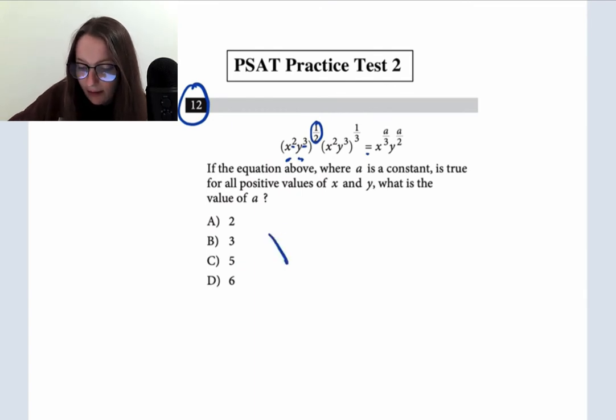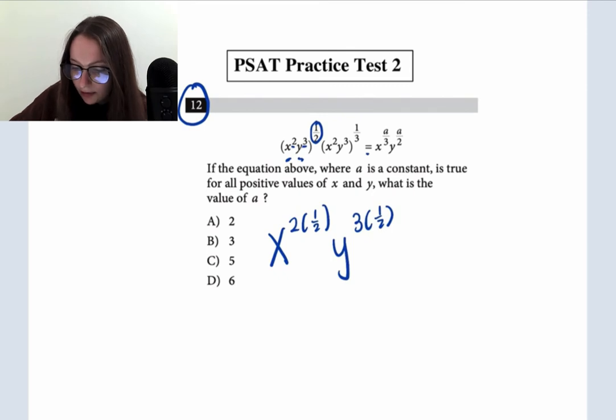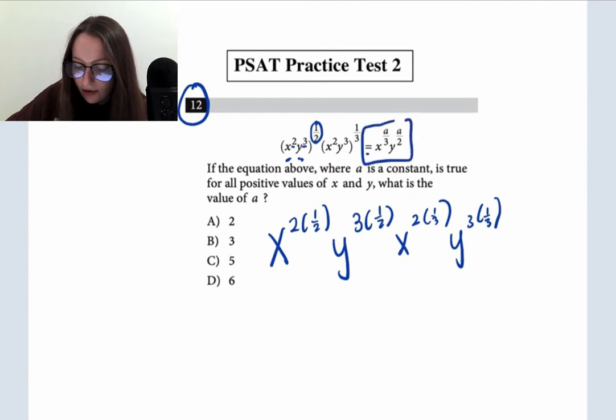So this is going to become x to the 2 times 1/2, and then y to the 3 times 1/2. And then the next set's going to be x to the 2 times 1/3 times y to the 3rd times 1/3, and then that's going to be equal to what we have over here on the right hand side. So let's just go ahead and simplify that.